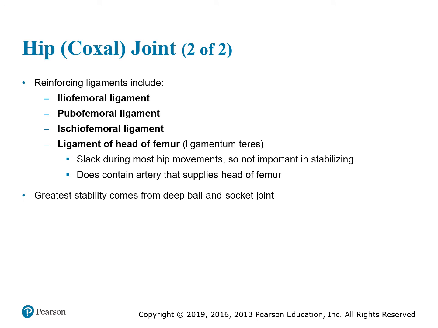Reinforcing ligaments of the hip joint, or the coxal joint, include the iliofemoral ligament, the pubofemoral ligament, the ischiofemoral ligament, and the ligament of the head of the femur, also known as the ligamentum teres. The slack during most hip movements that occurs in the ligamentum teres is not so important in stabilizing. The ligamentum teres does contain an artery that supplies the head of the femur. The greatest stability of the hip joint comes from the deep ball and socket joint itself.